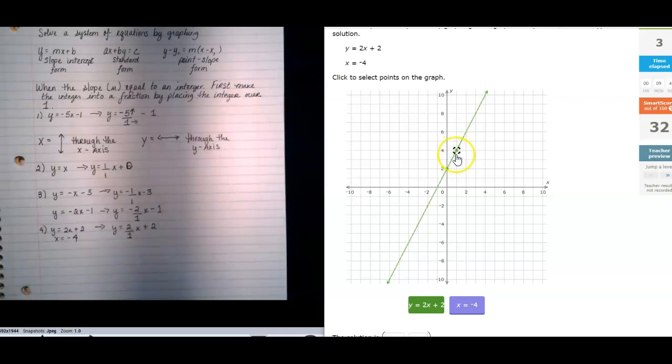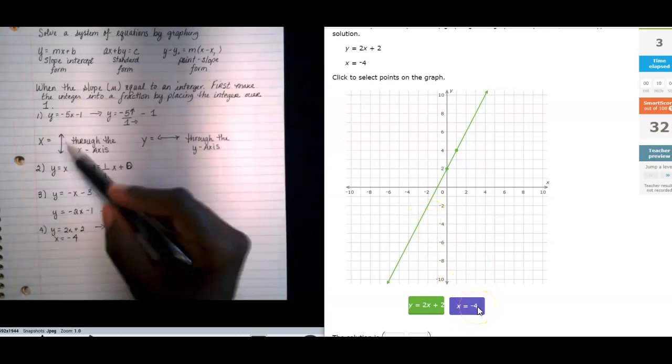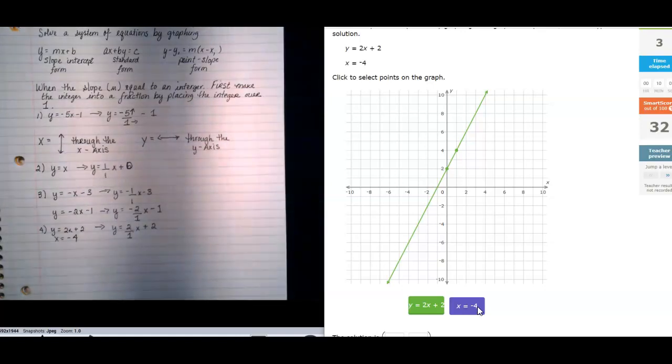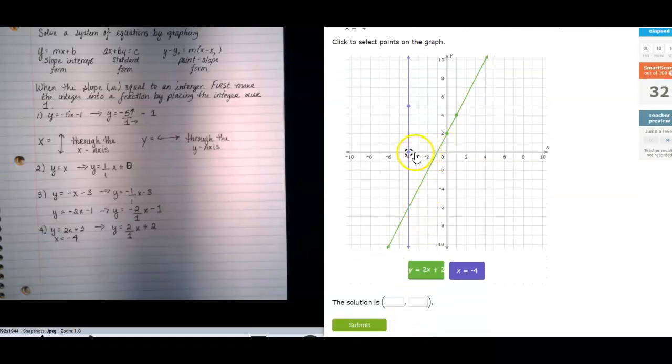Now notice that because this is a positive slope, my line rises from left to right, like an airplane taking off. Then we're going to do x is equal to negative 4. So I know this is a vertical line because x is equal to that number. So we've got negative 4. Just put your point any place on that line. And they cross at negative 4, negative 6.